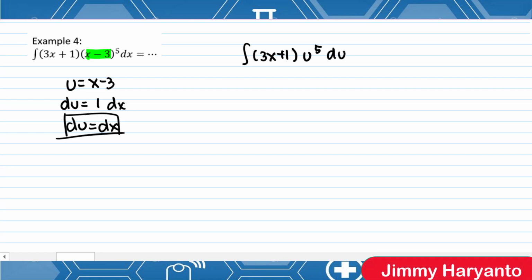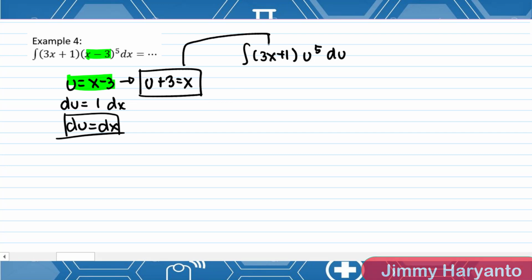Okay, wait. The condition is that if you already change the equations into u, there will be no x. But here there is still an x, guys, so it's forbidden. So how do we change this x into u? We can change that x with this equation. u equals x minus 3, so u plus 3 equals x. We can change the x into u plus 3.